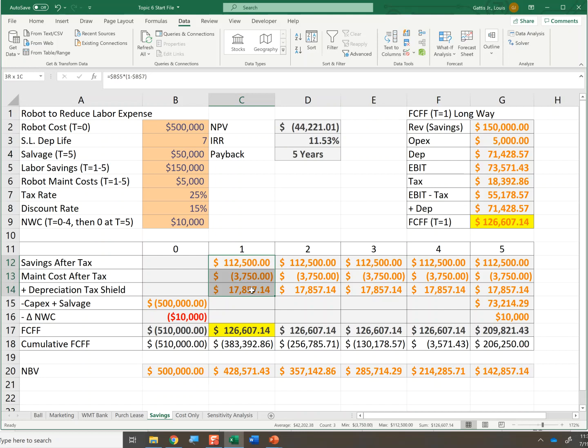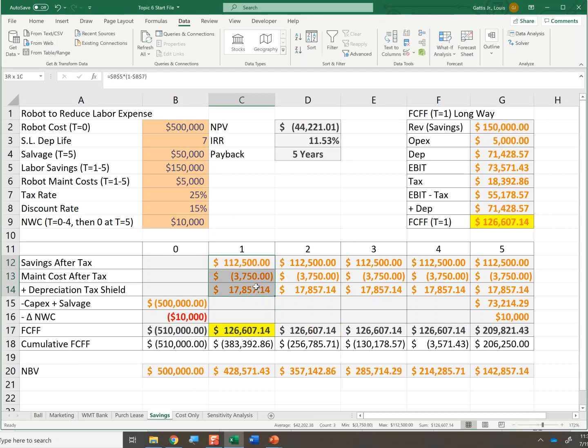I just took my after-tax savings, or revenue, if you had revenue in this project, minus the after-tax OPEX plus the depreciation tax shield. Now I could have done it a long way. So this column here could have been replaced with all of this. My revenue or my tax savings minus OPEX minus depreciation, that's EBIT. Take out taxes, add back depreciation, I get 126.6. So I could have done it that way.